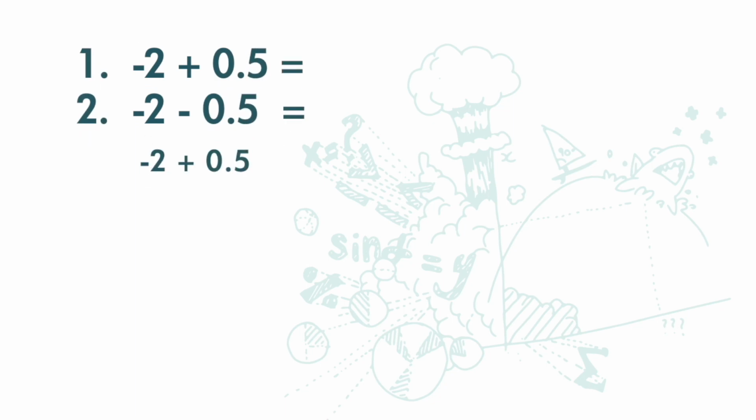-2 plus 0.5. There is more negative than positive, so the answer must be negative. Then we subtract 0.5 from 2, and we get 1.5.